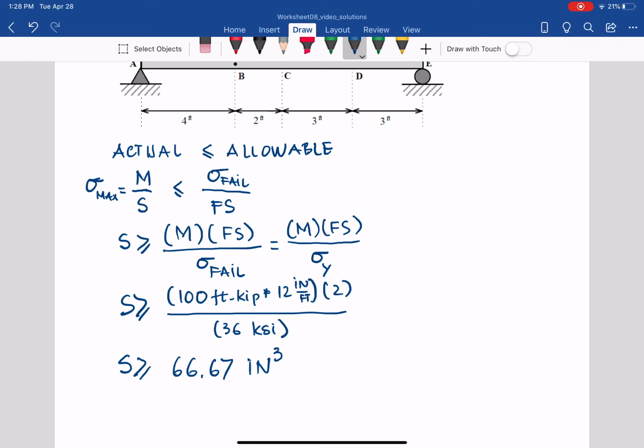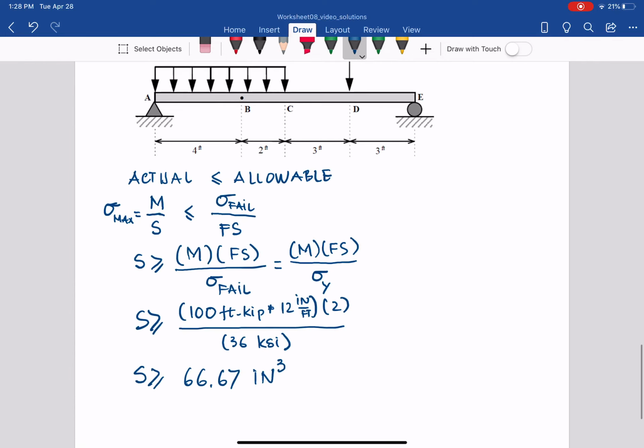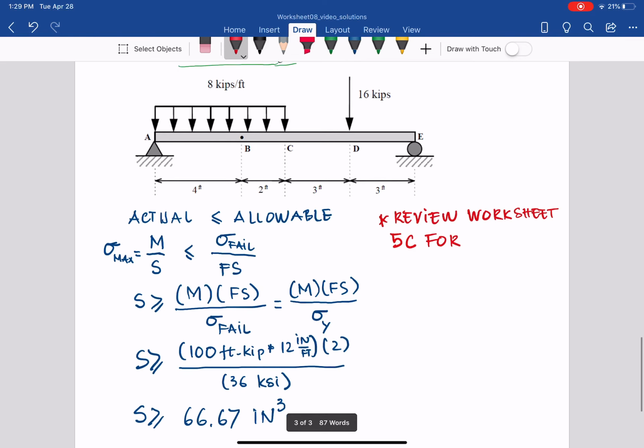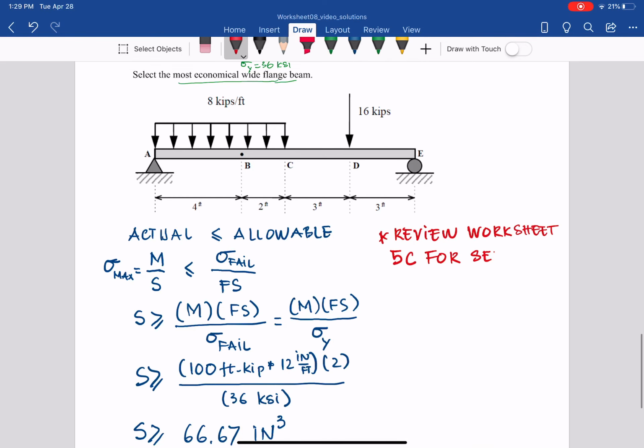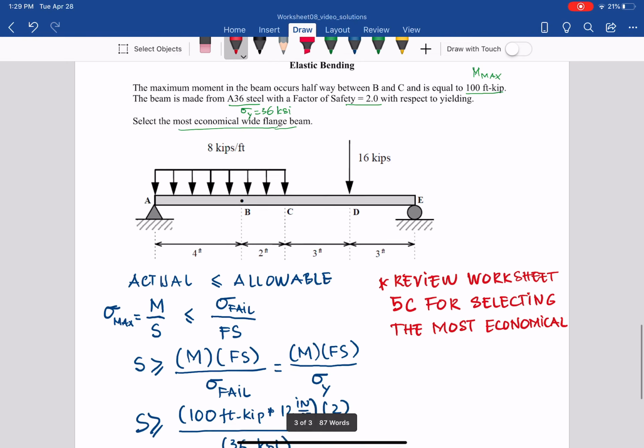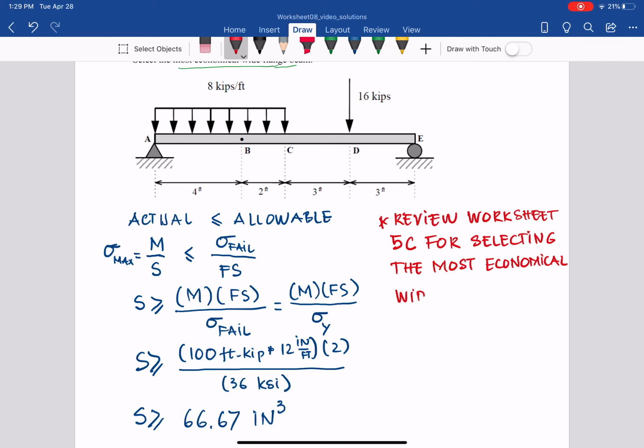When you have that, recall what I wrote down here: review worksheet 5C for selecting the most economical wide flange beam or any other cross section, right? Wide flange beam.